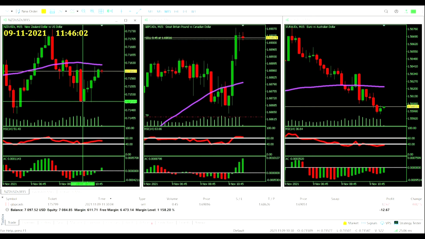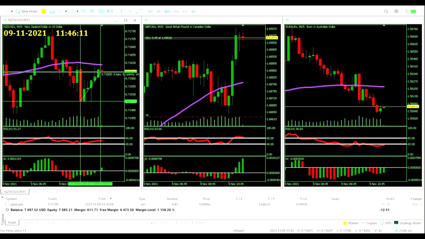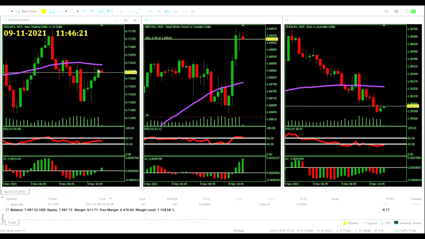And there we go, on the New Zealand dollar, US dollar. You got in right at the bottom with a buy trade there. The RSI did go to 39.74, and then you would have closed out when the accelerator oscillator flipped above zero. It closed that candle there. You'd have made a nice 9 or 10 pips from that one.